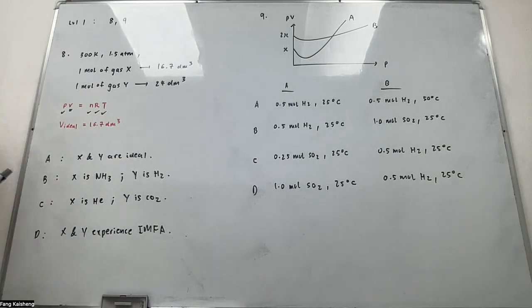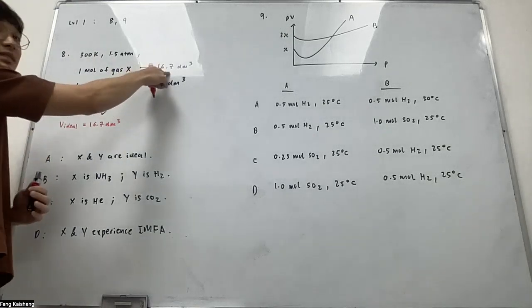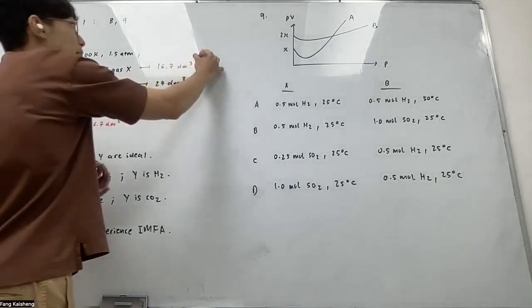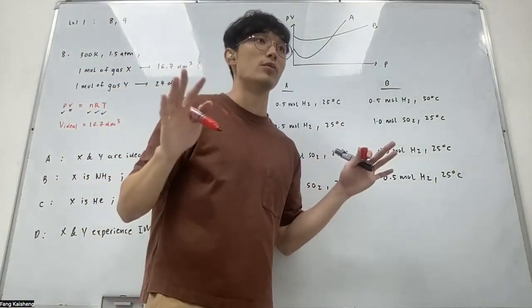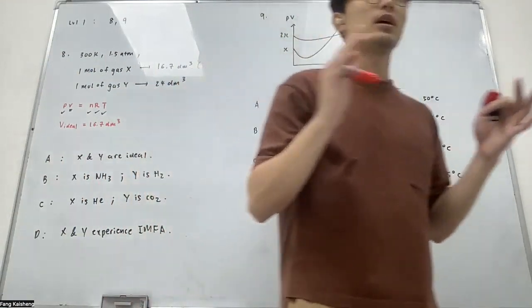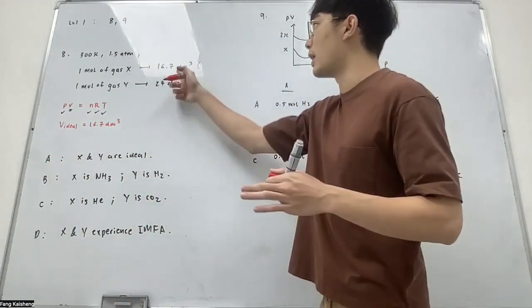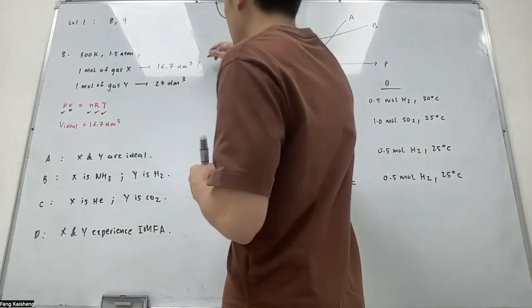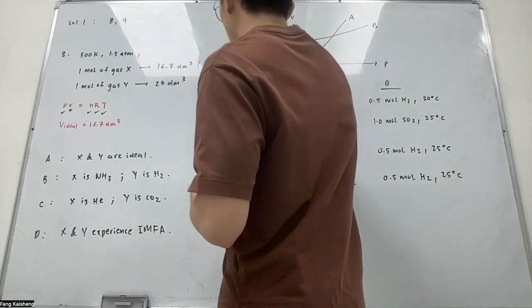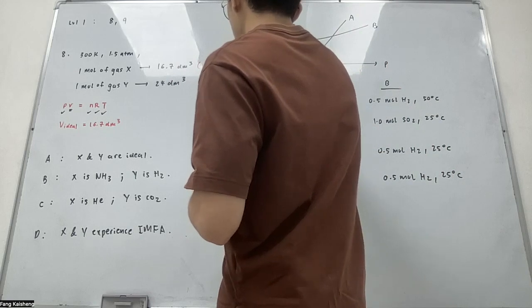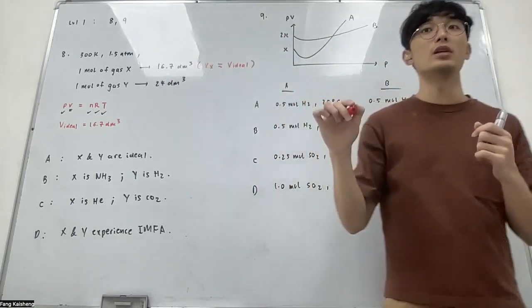Based on that alone, what does that tell you about gas X? It's close to ideal, right? We shouldn't say ideal because gas X and Y are both real, but which one is more ideal? X, because it's closer to this value of 16.7. So go and write this down. For gas X, the volume of X is pretty much the same as the volume of an ideal gas. So there's very little deviation. Very ideal.